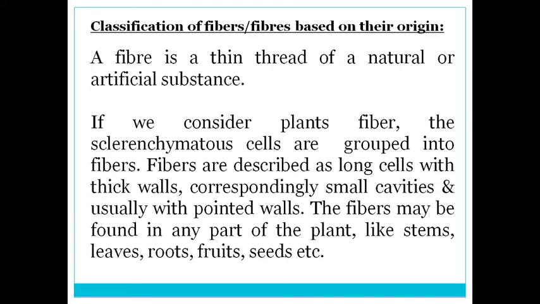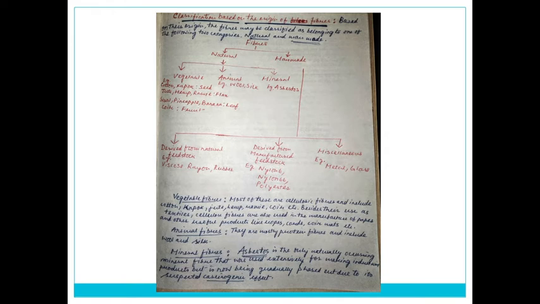Now, if we want to classify fibers depending on their origin, firstly, a fiber is a thin thread of a natural or artificial substance. If we consider plant fiber, as I mentioned earlier, sclerenchyma cells are grouped or bundled together. They are long cells with thick walls, correspondingly with small cavities and usually with pointed walls. The fibers may be found in any part of the plant, like stems, in some cases leaves, roots, fruits, and seeds, etc. This is a written classification or gist for this portion. I prepared this material from the Economic Botany book by B.P. Pandey, the Economic Botany book by Kochhar, and some web sources.